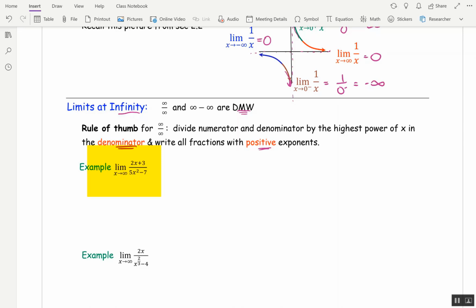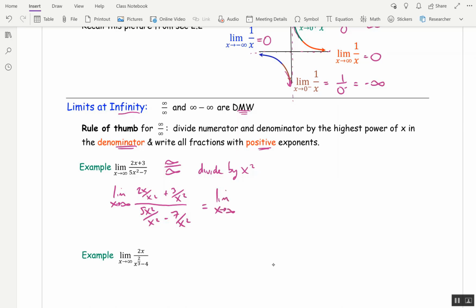So let's do it. Here we have infinity over infinity. So I'm going to divide top and bottom by x squared, which is the highest power in the denominator. And I'm going to carry that limit sign along until the bitter end. So I'm going to go really slow here. 2x over x squared plus 3 over x squared over 5x squared over x squared minus 7 over x squared. Now, this step, 2x over x squared is 2 over x, and then we have 3 over x squared, 5 minus 7 over x squared.